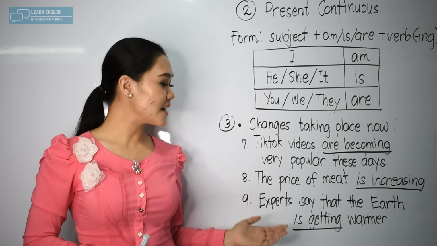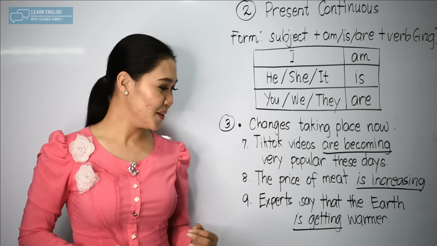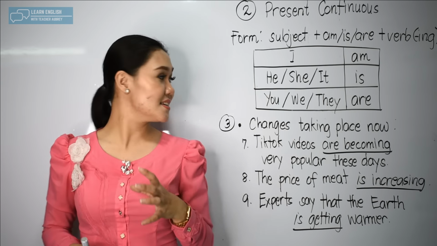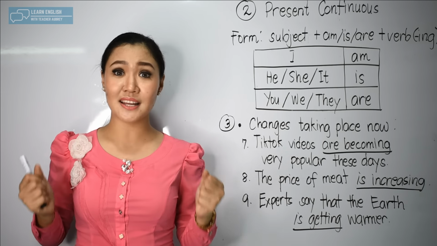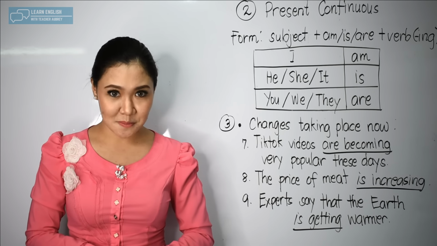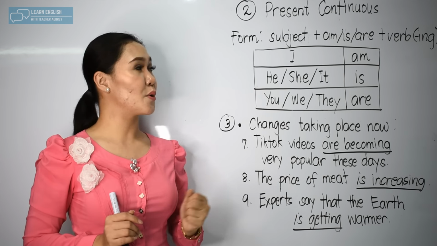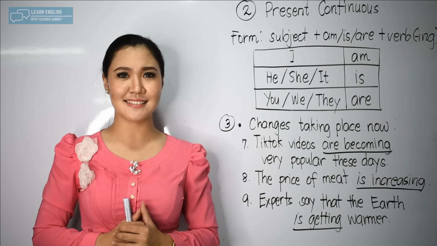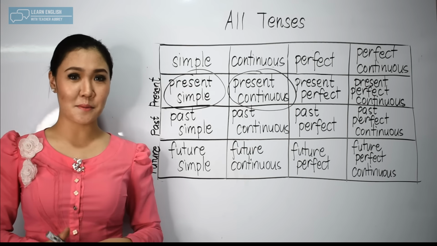Lastly, we have experts say that the earth is getting warmer. Okay? It's getting warmer. That is a change that takes place right now. Nangyayari yan ngayon, di ba? Dahil nga sa tinatawag natin, global warming. So again, those are the three uses of our present continuous tense. The next one, let us discuss the past simple.